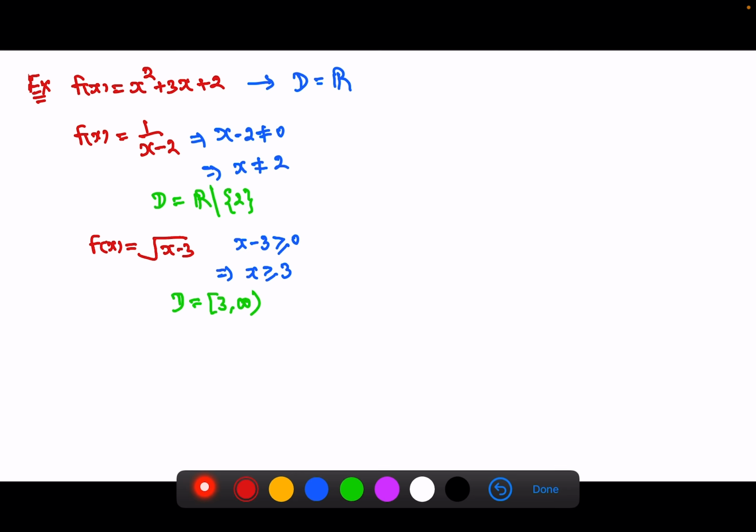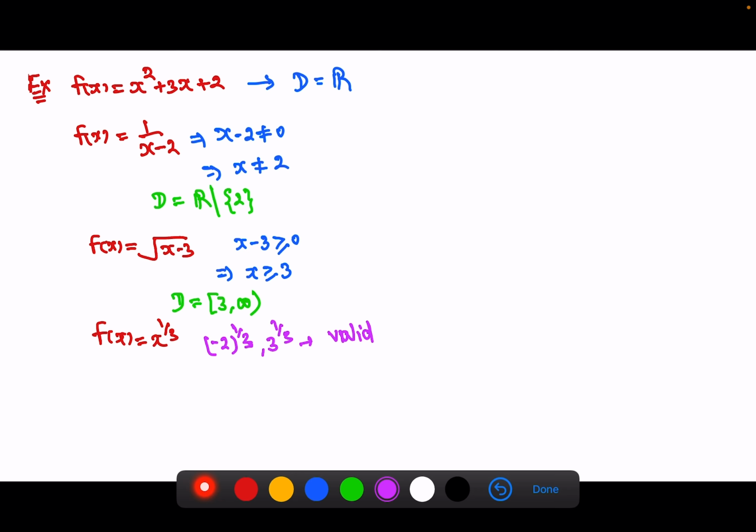And if the function is cube root, it is defined for all x. Meaning if I say x equals minus 2, then minus 2 raised to the power 1 by 3, or 3 raised to the power 1 by 3, all are valid.